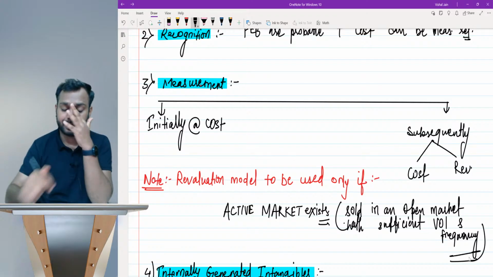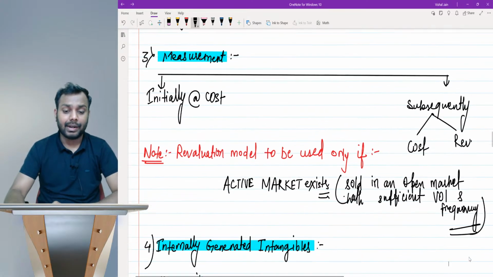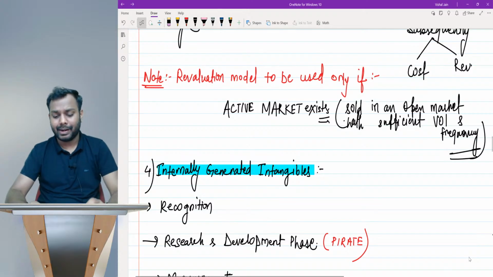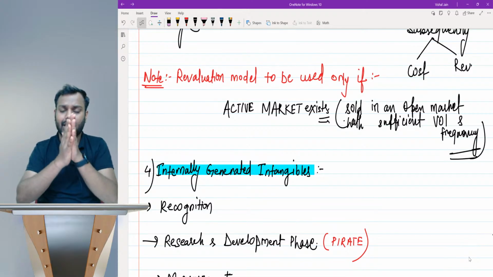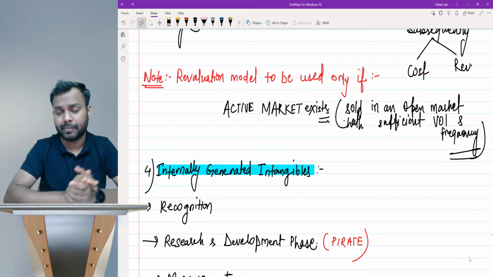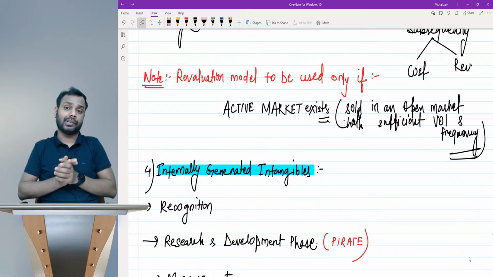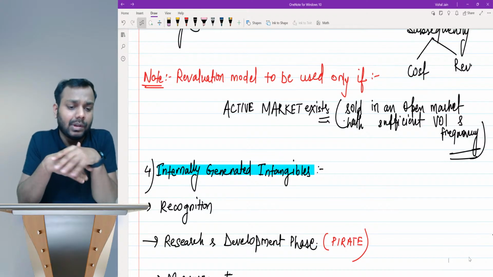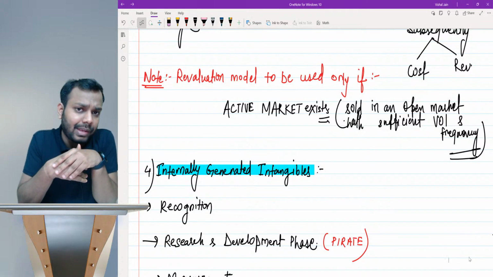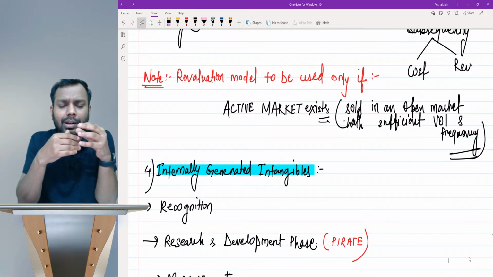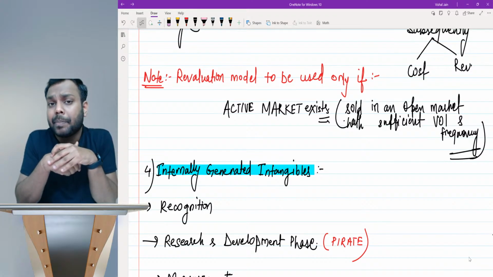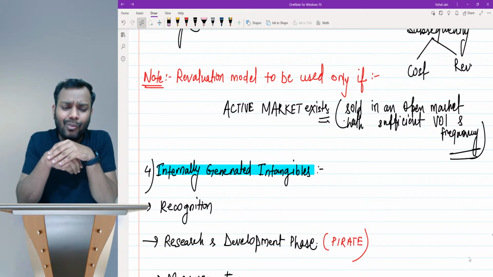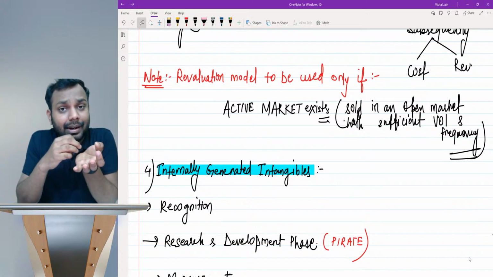Okay. Now, coming to internally generated intangible assets recognition. See guys, internally generated intangibles and internally generated property, plant and equipment. What's the difference? Internally generated property, plant and equipment can be capitalized, and internally generated intangibles also will be capitalized. But what happens? Let me take an internally generated intangible example, goodwill or brand name. What happens? These get developed internally.